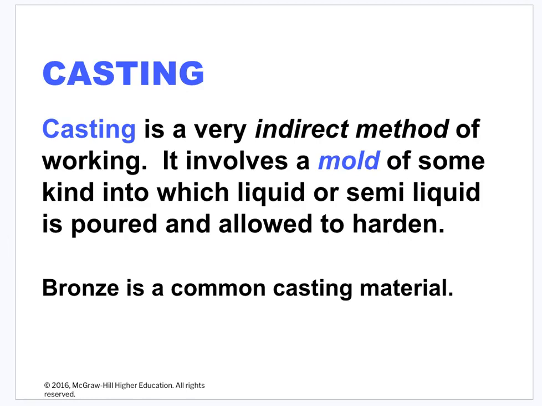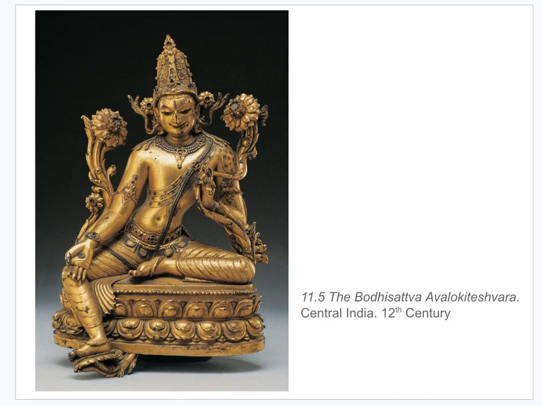So what I've said is pretty much what this definition says. Casting is a very indirect method of working. It involves a mold of some kind into which liquid or semi-liquid is poured and allowed to harden. And bronze is a common casting material. So here would be an example. I'll let you copy that down. Of a Bodhisattva from India, which is a god, a Buddhist god.